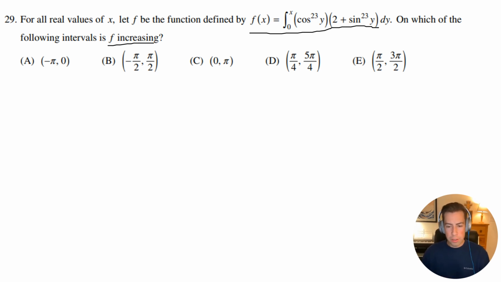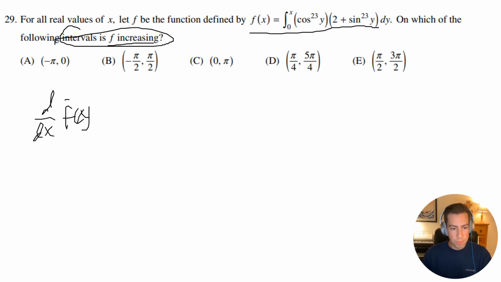Okay, so interesting problem here. The first thing that we want to do is figure out the interval on which f is increasing. So I want to figure out what those critical points are. And the way we do that is by, first of all, figuring out what is f prime of x. So I'll go ahead and take the derivative of both sides here.